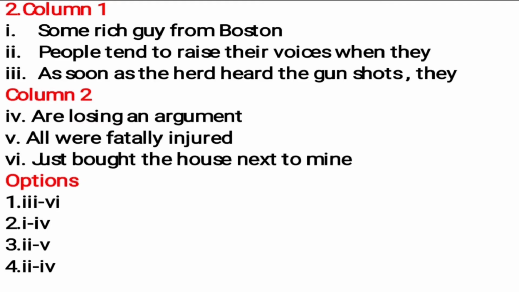So second, first, fourth one you see, are losing an argument. And using voice actually, when we are losing something, we will start an argument at any cost. So this will join with second one. People tend to raise their voice when they are losing an argument. So second one with fourth one, you can go through options. Second one, yes, it is there exactly, it is fourth one. So your job is done, no need to bother about other things.